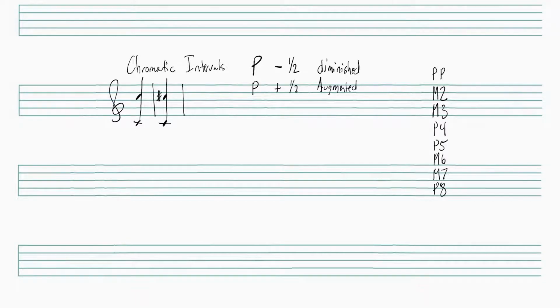You can also augment it by lowering the lower note by a half step. So perfect octave, augmented octave, augmented octave. And then we can diminish it by lowering just the upper note. And we can also diminish it by raising just the lower note. There's your diminished version of the octave.